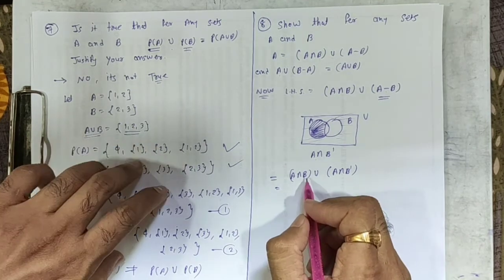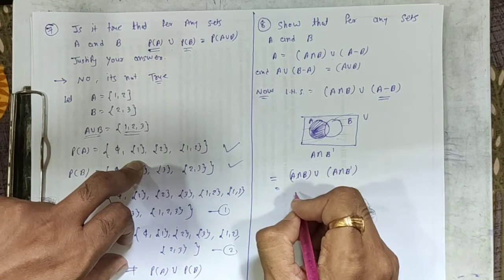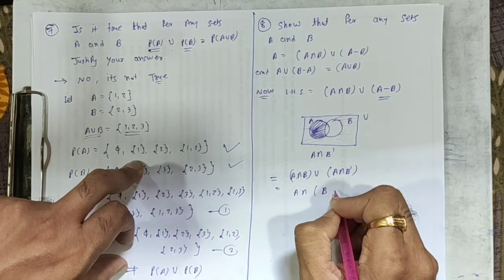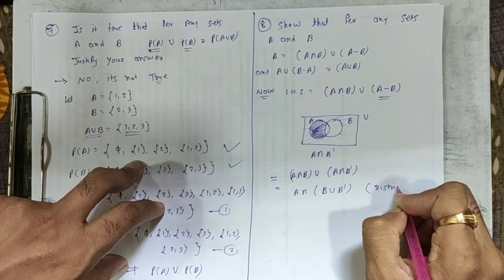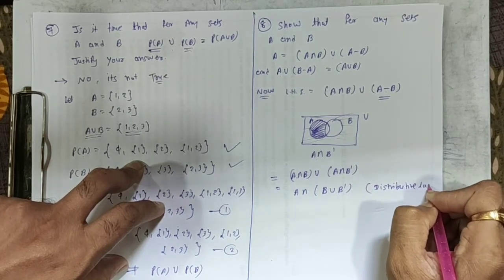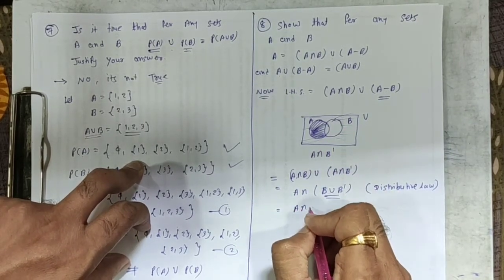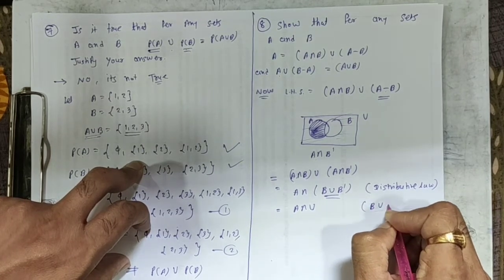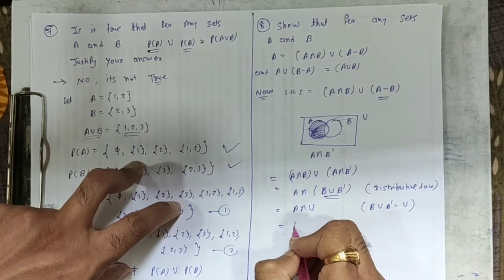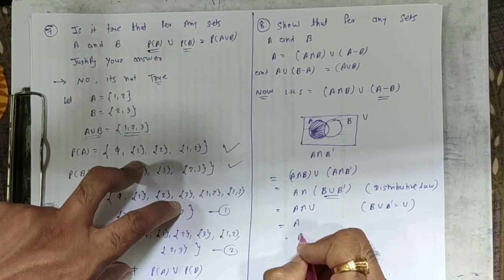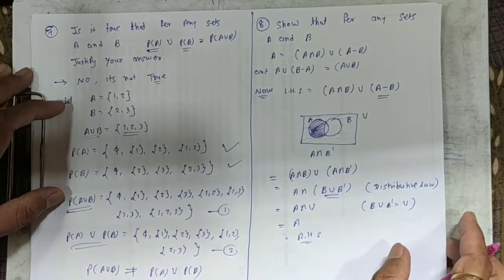Done. So this is one distributive law, (A intersection B) union (A intersection B dash). This can be written as A intersection (B union B dash). That is the distributive law. So what is B union B dash? B or B dash? That is U. So A intersection U, writing B union B dash as the universal set U. Now what is A intersection U? That is set A. That is our right hand side. Clear?